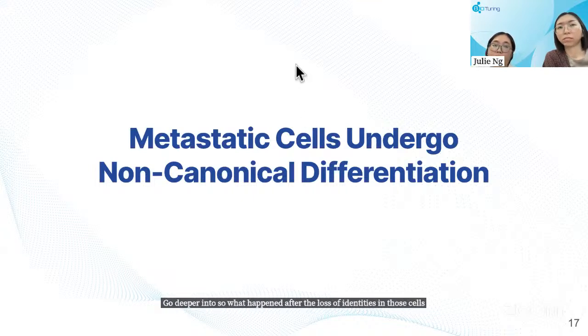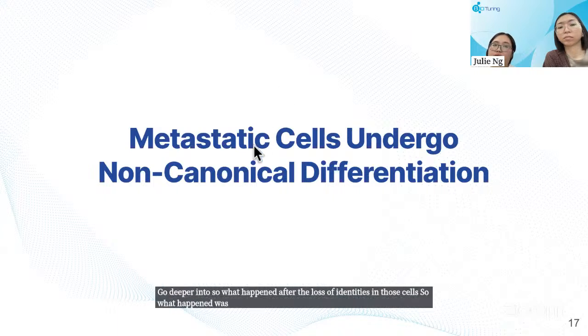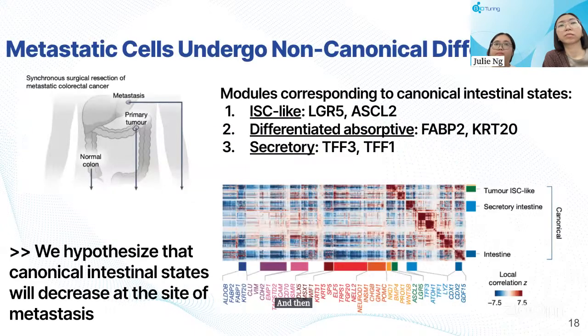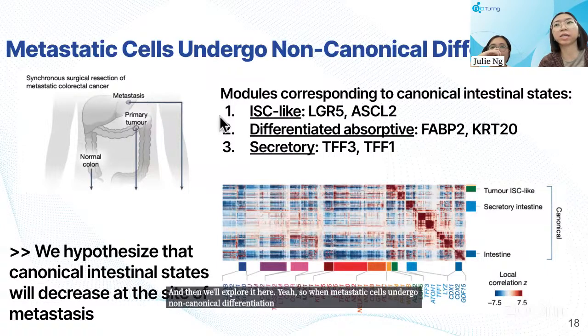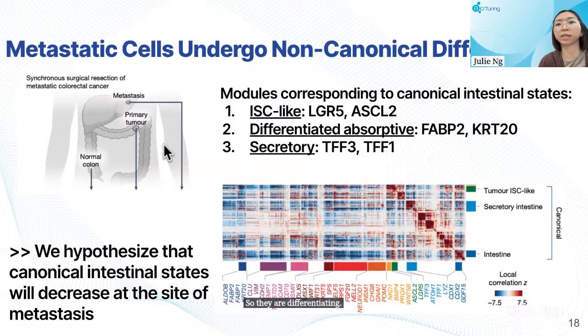So what happened was those metastatic cells will undergo non-canonical differentiation. Non-canonical, let's say, is an abnormal way of differentiation. And then we'll explore it here. So when metastatic cells undergo non-canonical differentiation, this basically means that they are differentiating into a pathway which we don't expect. So they are differentiating into something that may be non-intestinal, for example.